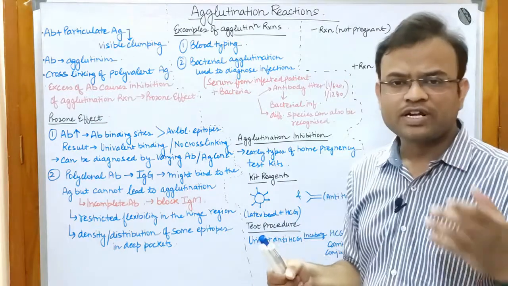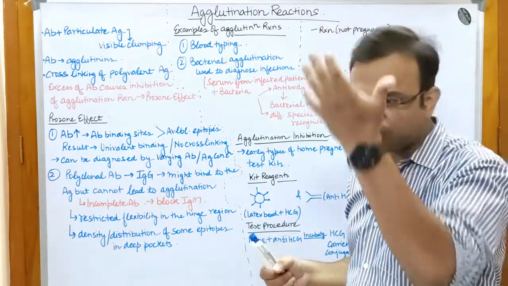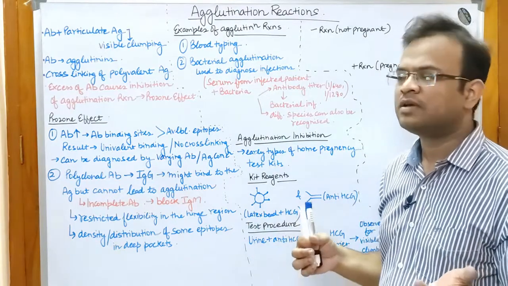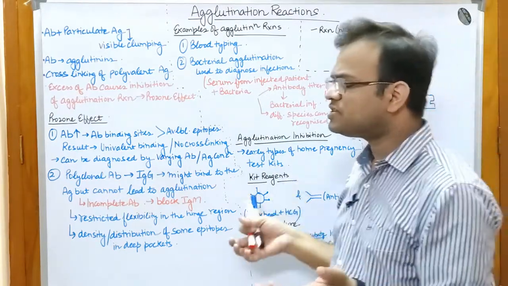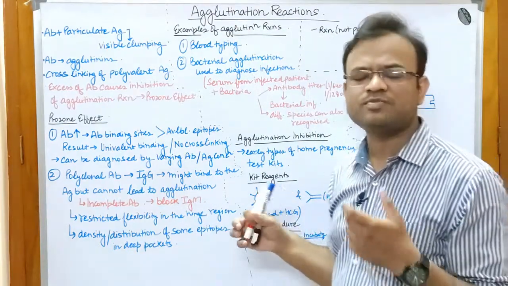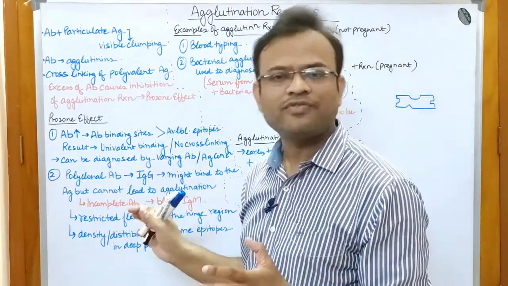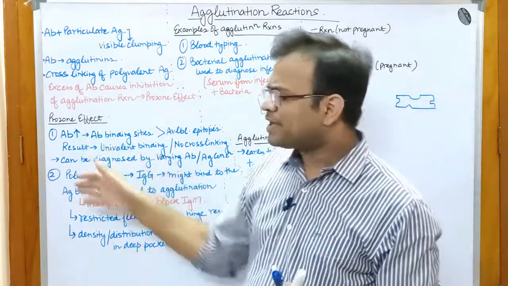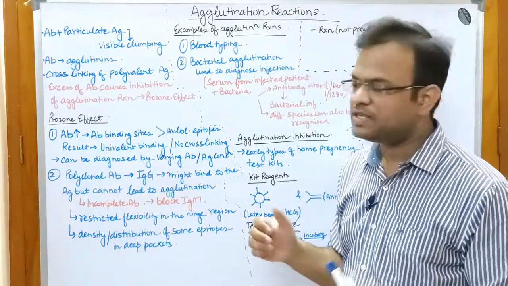What is Prozone effect? If it is asked what is Prozone effect, then you can clearly say that Prozone effect is the effect that causes the inhibition of the agglutination or precipitation reactions because of the increased amount of antibodies, right?